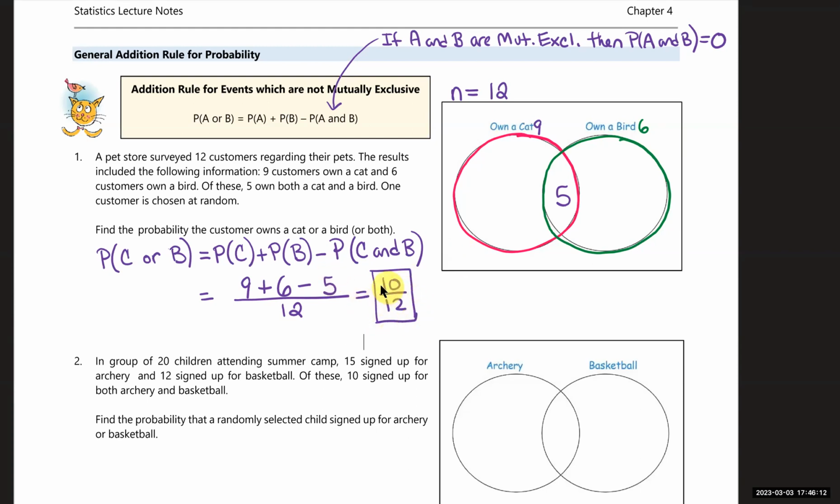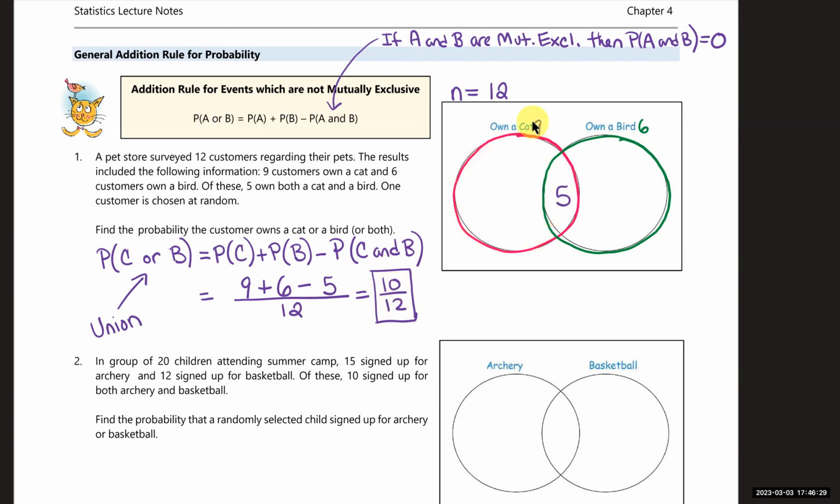I can show you another way to think of this because this is union. So we are taking everybody, whether they're in one group or the other. We're combining the people that own cats with the people that own birds. So another way to get 10 is to finish the Venn diagram here.